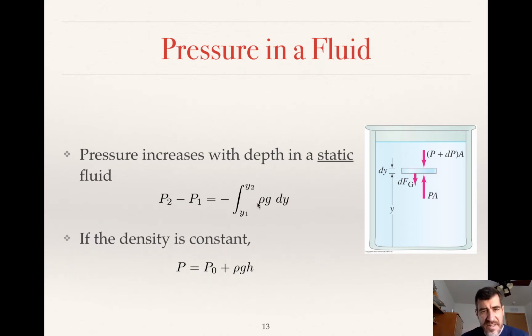So if you have a constant density, then rho gets pulled out of the integral, and g as well, so it's just an integral of dy. So if you have a constant density, then the pressure at some depth is equal to the pressure at the top of your fluid, so that's this P0, which is typically atmospheric pressure, plus the density of the fluid times little g times h, or sometimes you see this written as y, so that's just how far deep you are in the fluid.